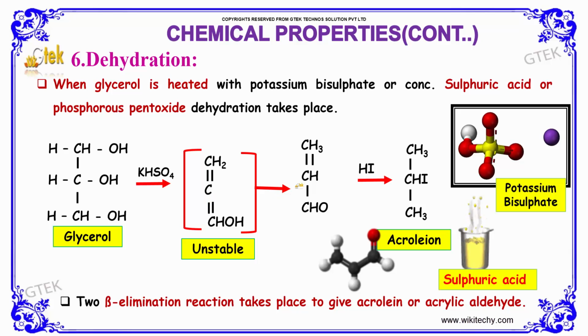So therefore this double bond character shifts here and this hydrogen leaves. Thus on addition of hydrogen iodide, this double bond character leaves and iodine adds up to the center carbon here. A beta elimination reaction takes place to give acrolein or acrylic aldehyde.